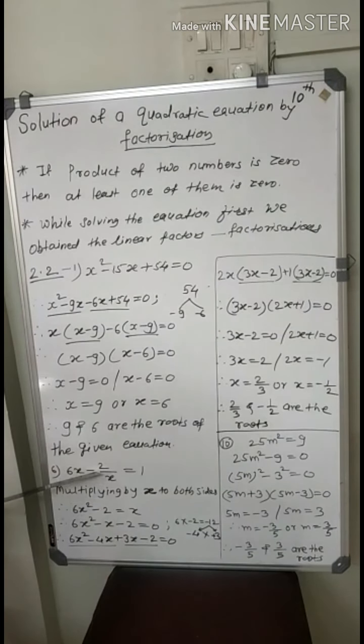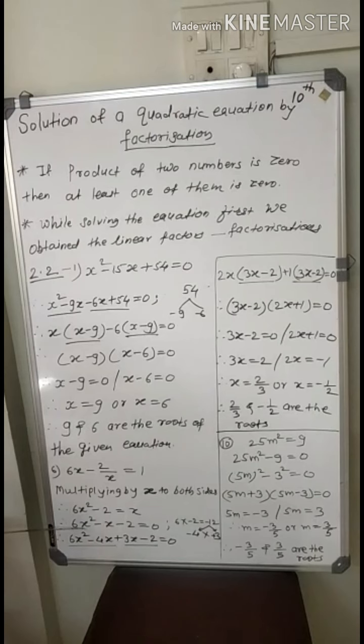Here if we multiplied by 6 to this term, then x will be cancelled. So remains only minus 2 equal to 1 into x is equal to x. 6x square minus x plus x becomes here minus x, minus 2 remains as it is, equal to right side becomes 0. Now this is the general form of quadratic equation and now we have to factorize it.